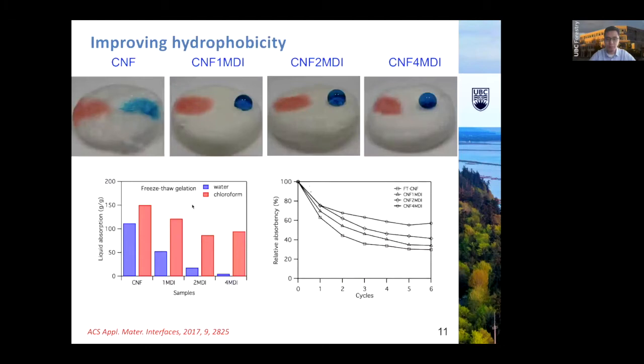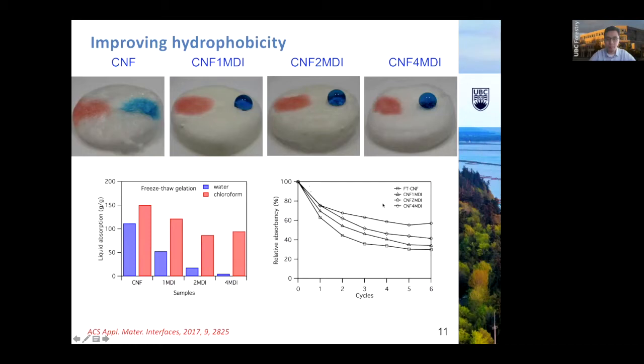With the modification of MDI, we can also turn this into a hydrophobic material because of the aromatic ring structure in the MDI structure. Before, it was amphiphilic. It can absorb both oil and water. The oil is dyed in red color, the water is dyed in blue color. After modification, you can see the water starts to bead up. The chloroform absorption decreases, and the water absorption also decreases to a minimum. The reason for the chloroform absorption decrease is the increase of the density. This is relative to the weight, how much solvent can be picked up per mass of the aerogel.